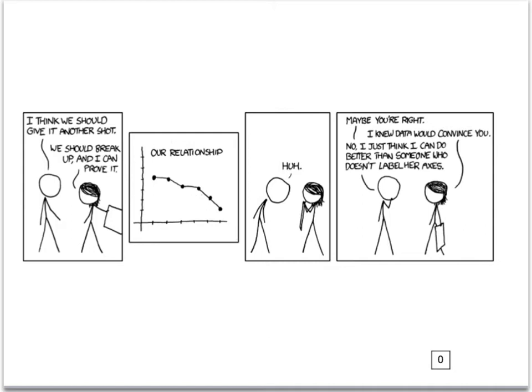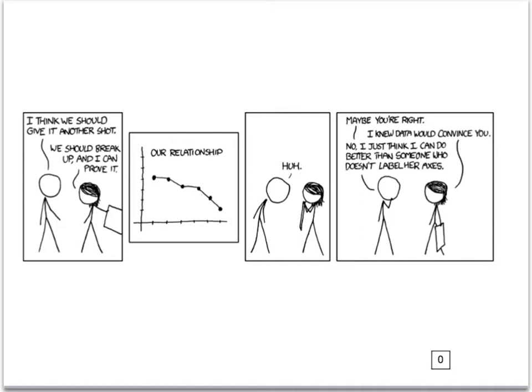So take a minute and look at this cartoon. Hopefully by reading it and potentially laughing a little bit, you will get it stuck in your head why you have to label your axes. Alright, guy says, I think we should give it another shot. Girl says, we should break up, and I can prove it. And then she shows him a graph of their relationship. Looks pretty bad. The guy says, huh, maybe you're right. And the girl replies, I knew the data would convince you. Guy says, no, I just think I can do better than someone who doesn't label her axes.